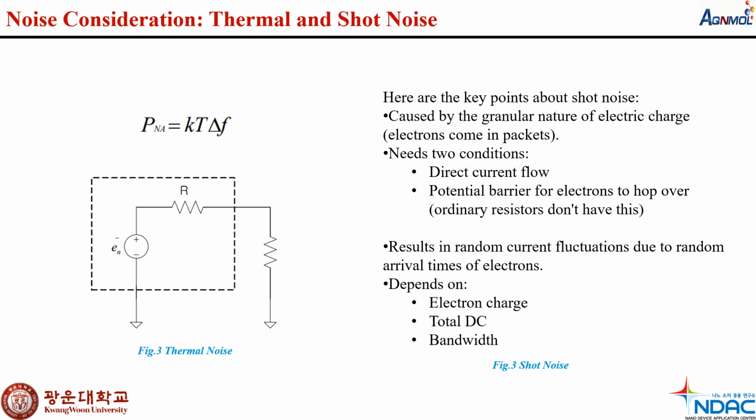Thermal noise power is proportional to temperature. It means if you increase the temperature, then the thermal noise increases. There is a bandwidth called delta F, where P is equal to kT times delta F, where k is the Boltzmann constant.